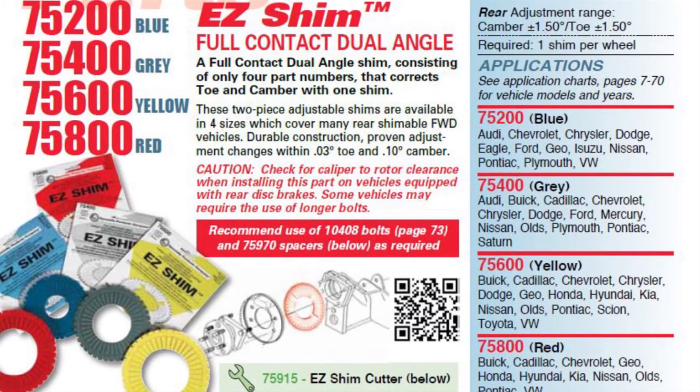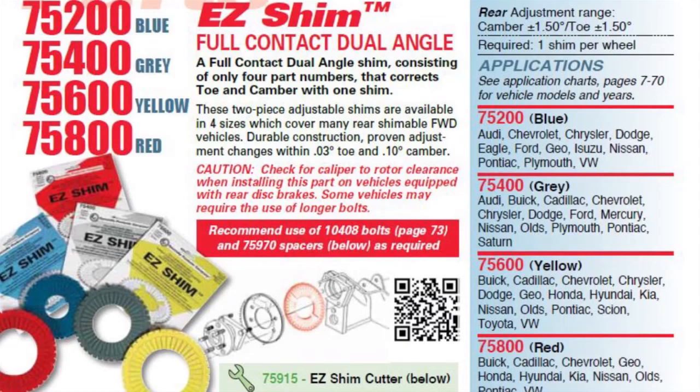Full contact dual angle shims are designed to adjust rear camber and toe together. They come in just a few sizes and fit many vehicle applications. Front-wheel drive cars with rear beam axles have no provision for rear alignment. Using full contact shims fixes this problem. They have a maximum range of 1.5 degrees of change for either camber or toe, or any combination.